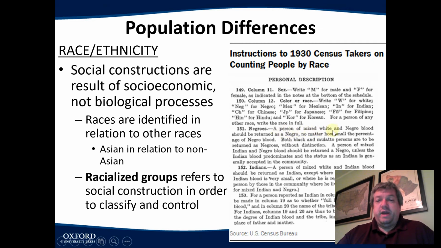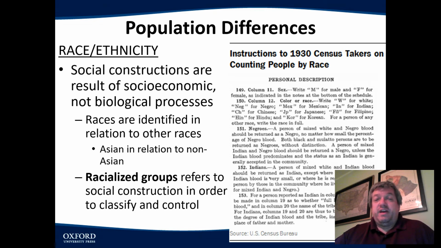A person of mixed white and Negro blood should be returned as a Negro, no matter how small the percentage of Negro blood. Okay? So in other words, if somebody says they're white and black, if they have just one tiny part of black, then they're black, they're Negro. And that actually comes from a really old law we used to have back in the time when they still had slavery in the United States based on race. The way they defined people who were black or slaves was what they called the one drop rule. As long as you had one drop of black blood, you were black.